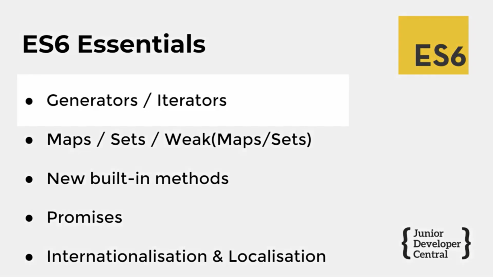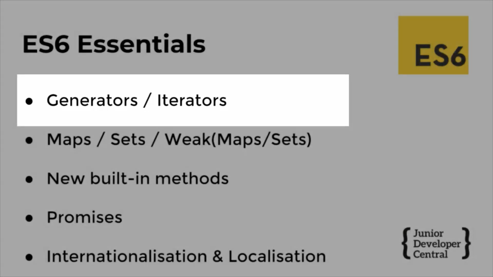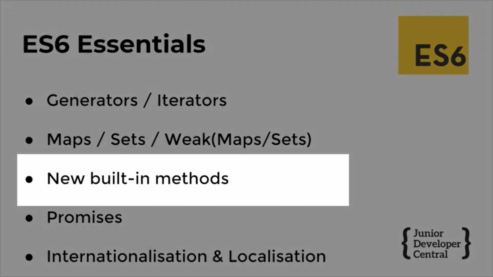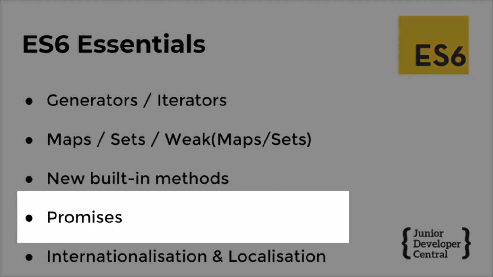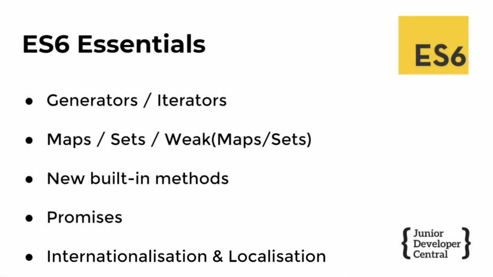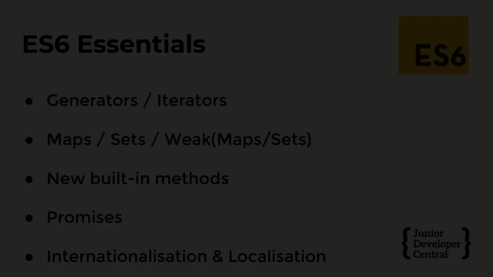Then some more of the advanced features we'll look at are things like generators and iterators, maps, sets, and WeakMaps and WeakSets, and we'll take a look at some of the new built-in methods that are available with ES6, and we'll spend a good amount of time looking at promises and how they can be used to handle asynchronous code, and then finally we'll take a look at the internationalization and localization features to handle things like language and currency settings. So that's it for this short overview. Let's start the first lesson by looking at constants.